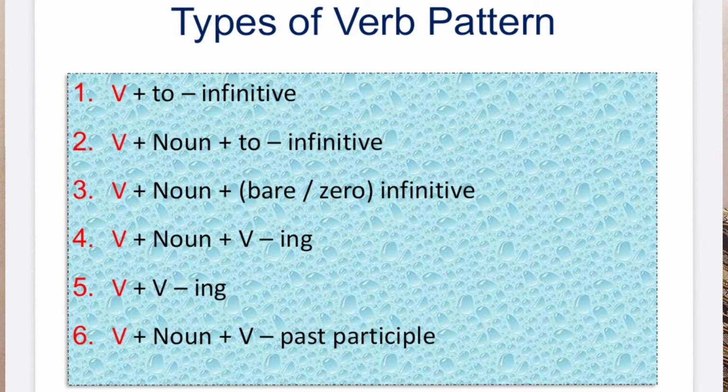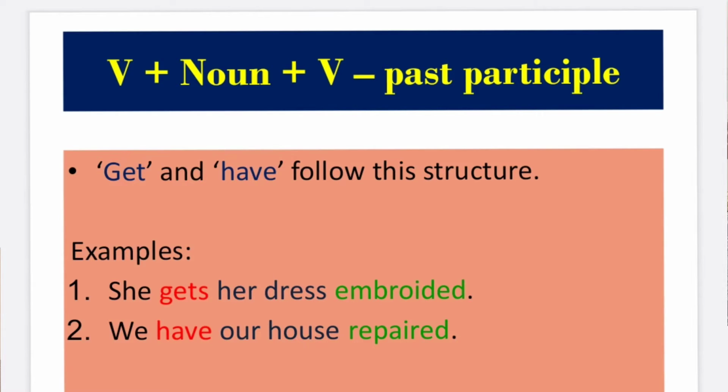Now let us move to the sixth slide. Okay, we have written six structures, and we should discuss from point one, but I want to discuss from point six, from the bottom side. Why? I am not going from the first one, but from the last one. That will be clarified later on. So let us come to the sixth structure, that is verb plus noun plus verb past participle.